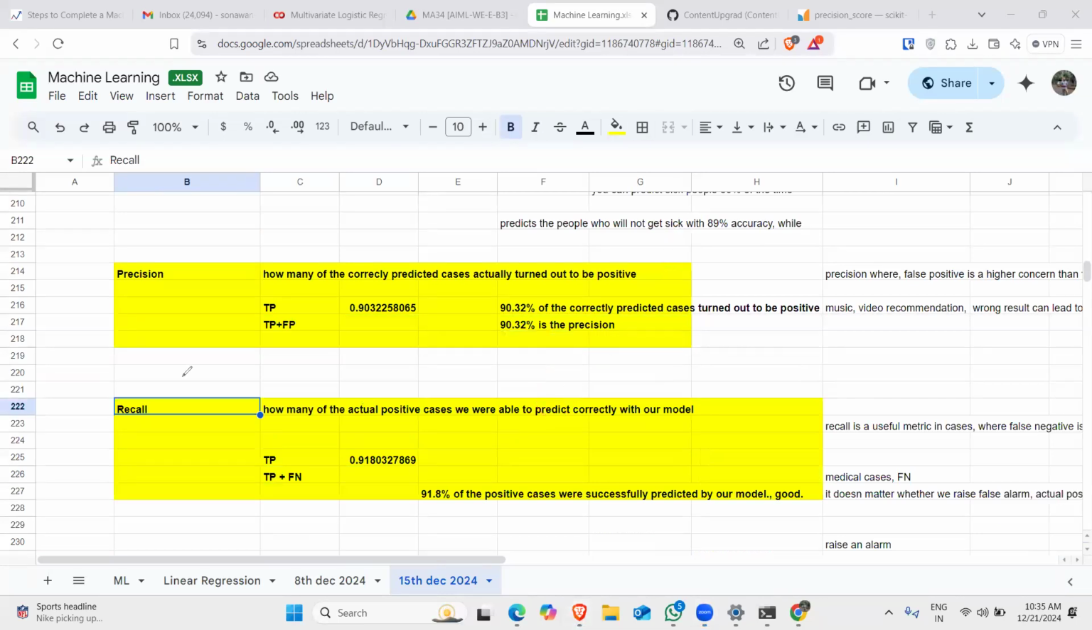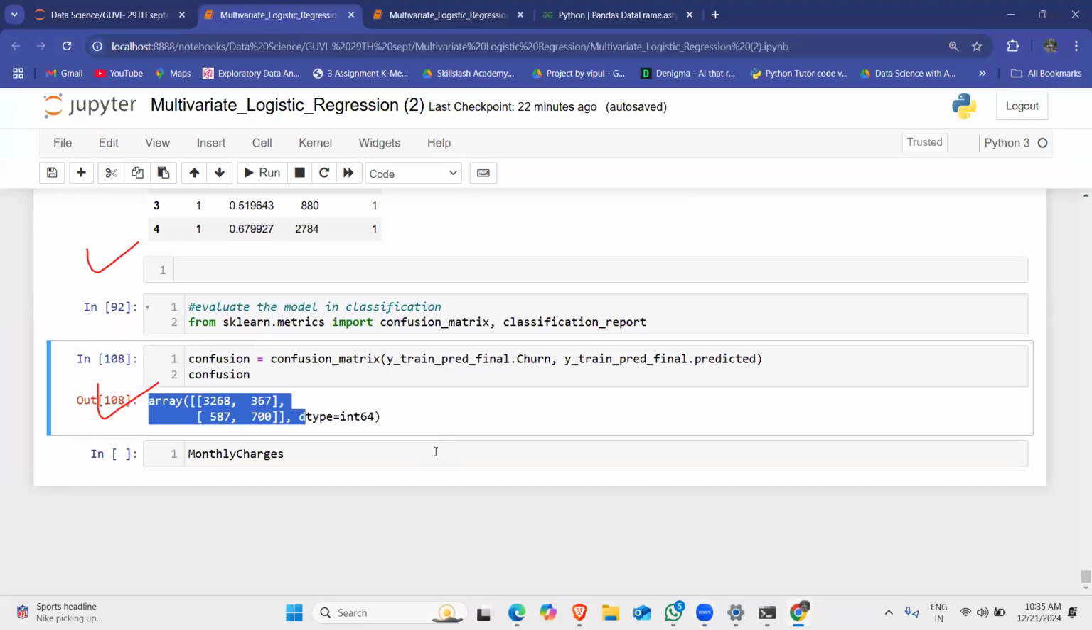And in this case, where we are predicting whether the customer will churn from the mobile network or not, which one is important over here? Which metric is important? Whether it's precision or recall, which is important? Yes, guys. Which one is important for us?